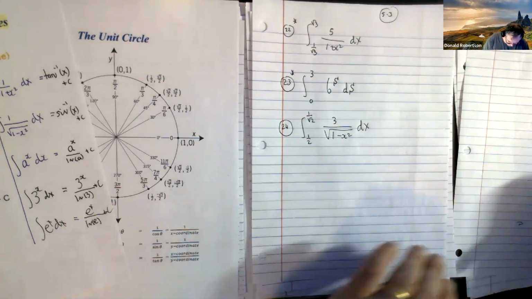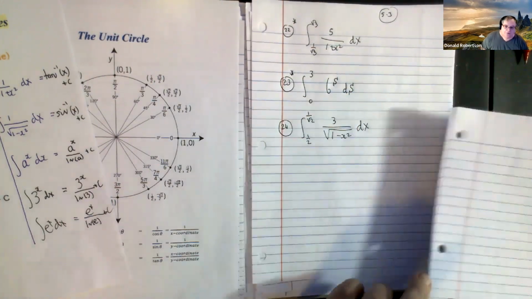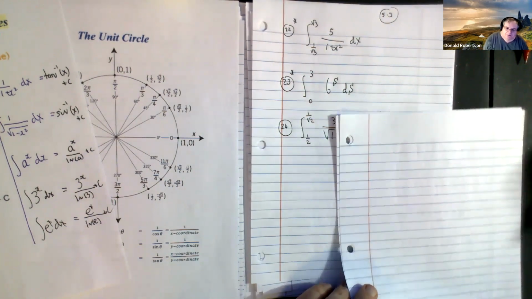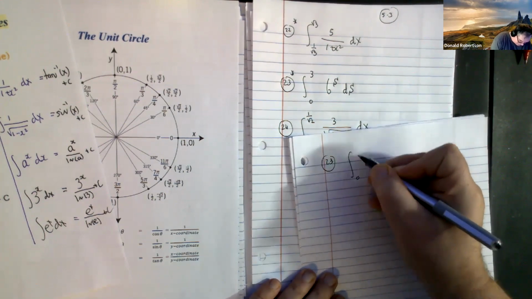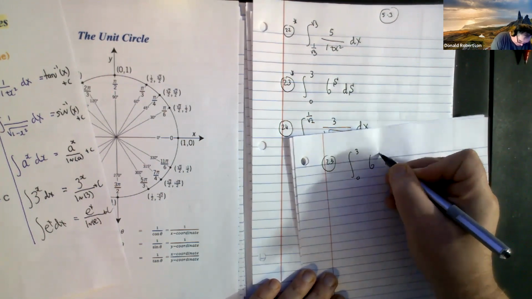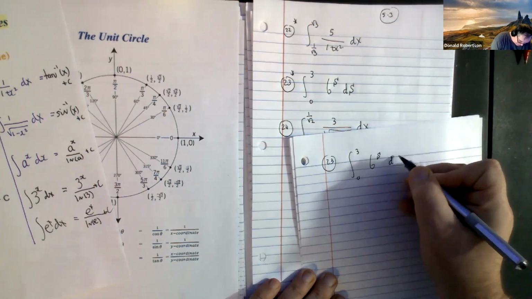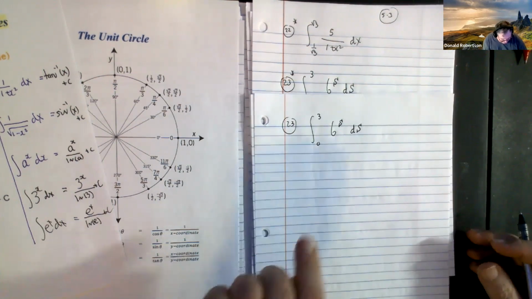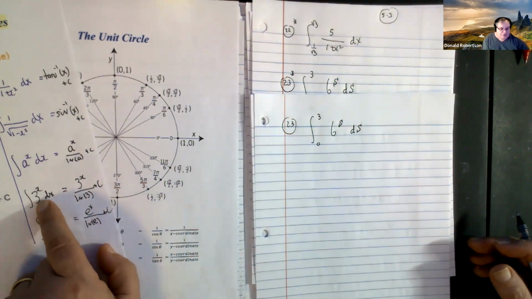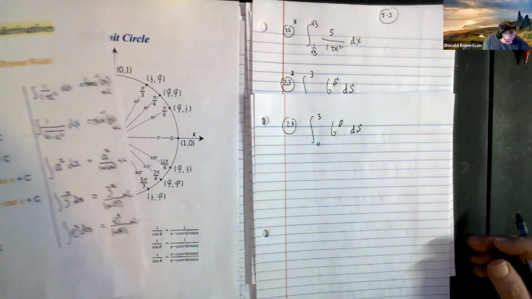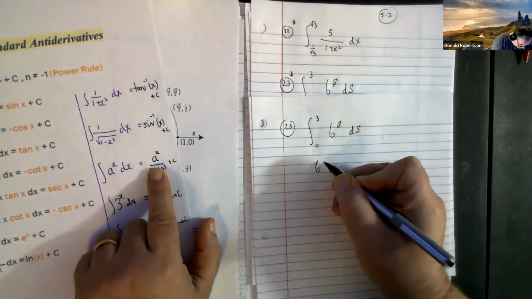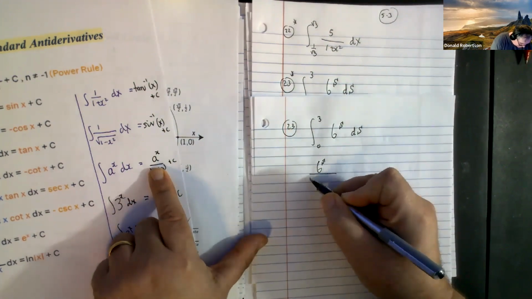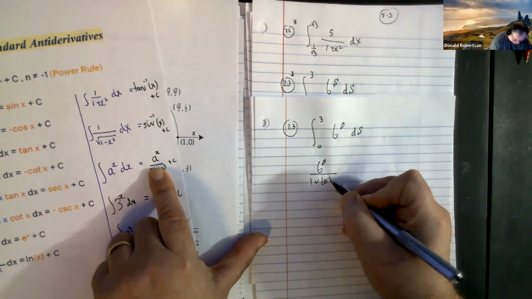Here we go. Let's look for our second one now. Question 23 is asking us to find the area under the curve from 0 to 3 of 6 to the power of s ds. And I recognize that that guy is one of these. Right, it's this guy here. So its antiderivative is 6 to the power of s divided by the natural log of 6.